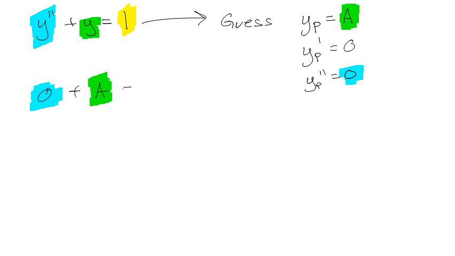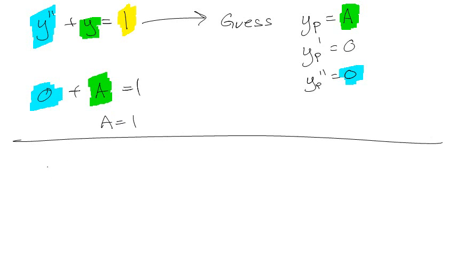And I know that that has to be equal to 1. Well, there we go. That tells me that a equals 1, and I've actually got a good solution. This would work for other things as well. If I had y double prime plus y is equal to x plus 2.